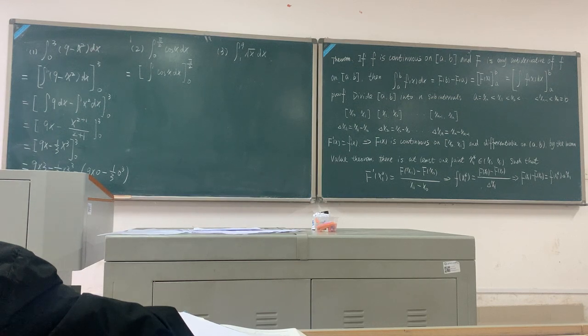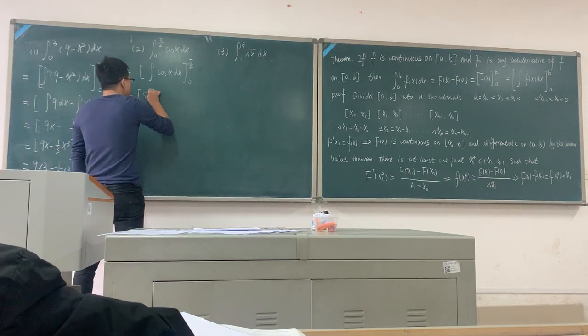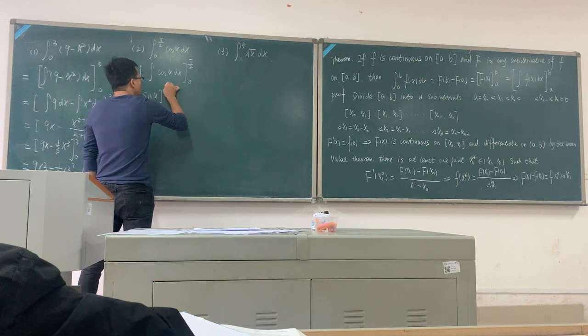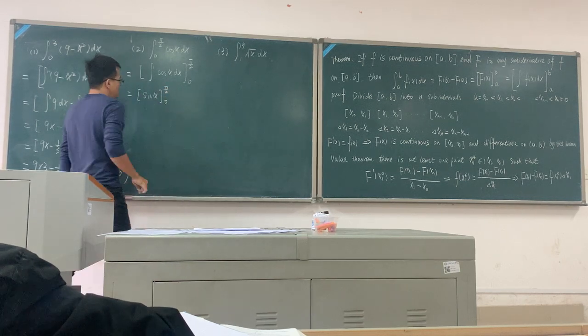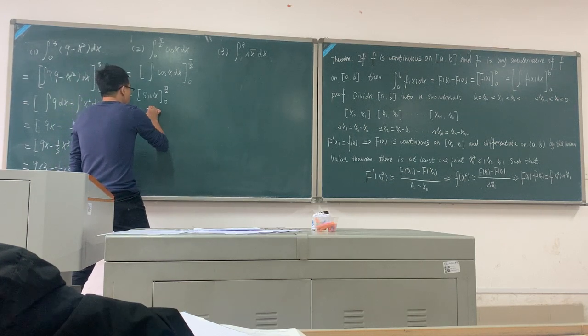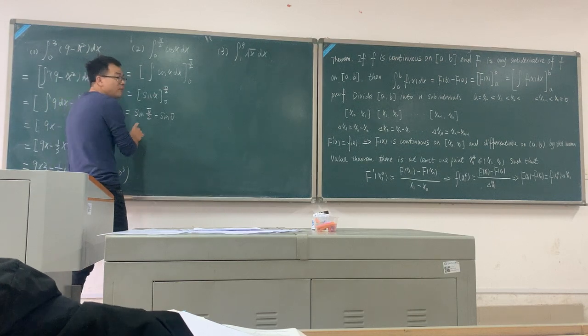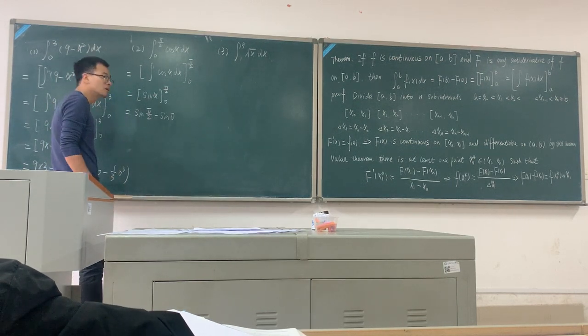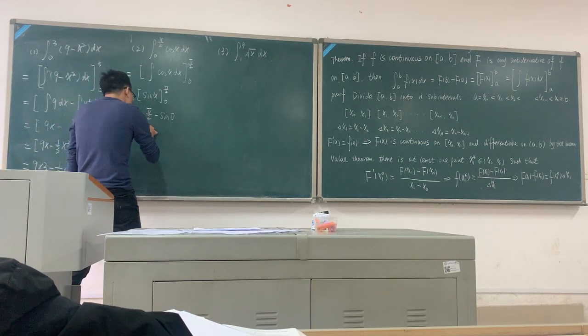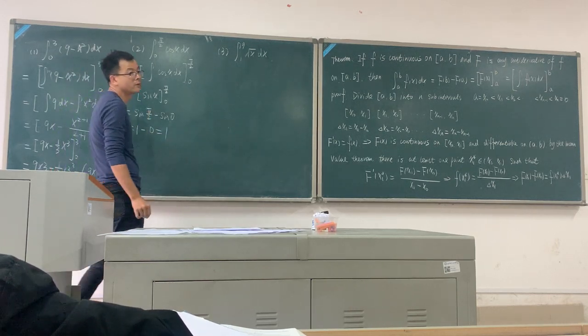So the antiderivative of cosine is sine, yes? So it equals sine x from 0 to 1/2 pi, which is sine 1/2 pi minus sine 0. Sine 1/2 pi is 1, and sine 0 is 0, so it equals 1.